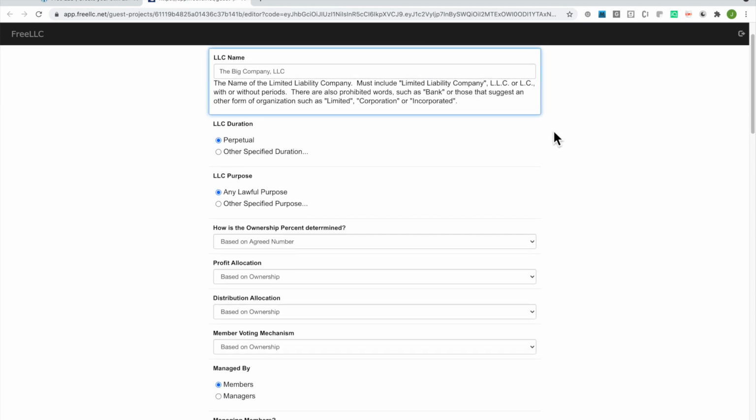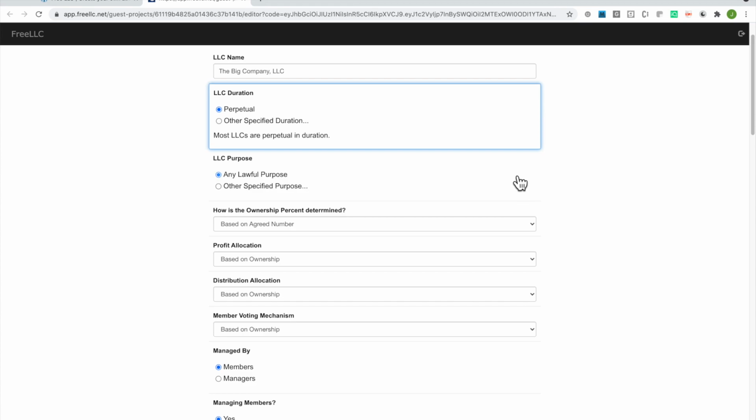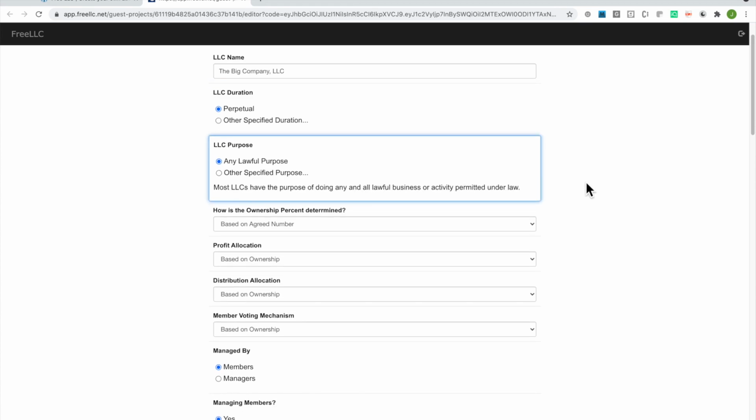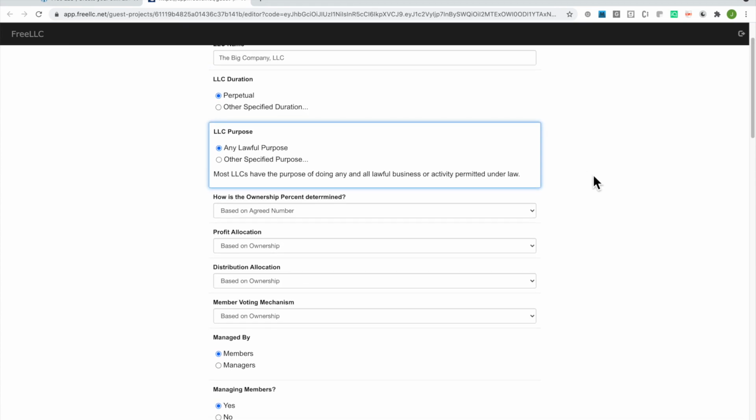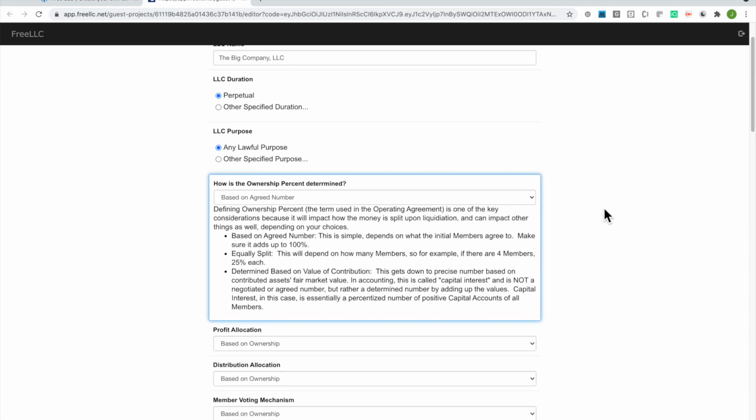The LLC duration and purpose, just keep it as perpetual and lawful purpose. I don't think this is a place where you want to be creative. I'll just leave it at that. So the next question is interesting. How is the ownership percent determined?